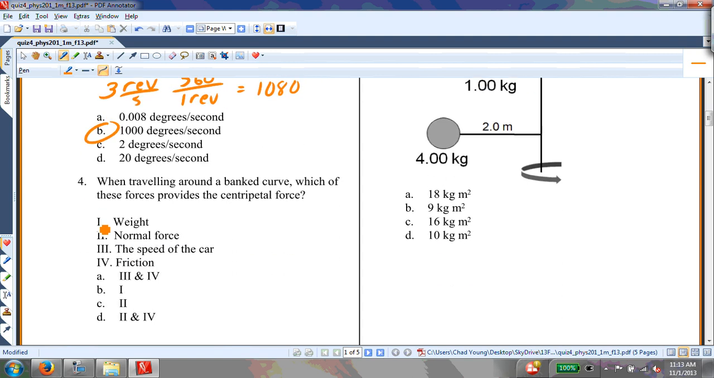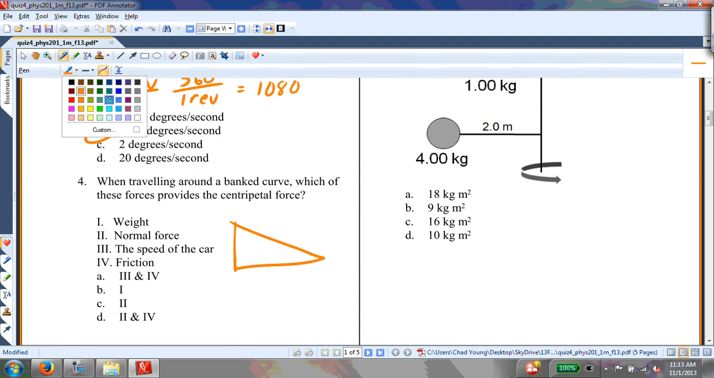When traveling around a banked curve, which of these forces provides the centripetal force? All right, we have 2 forces that provide the centripetal force. I won't draw the whole vector diagram here, but we have components of the normal force in the x direction and a component of the static friction in the x direction.